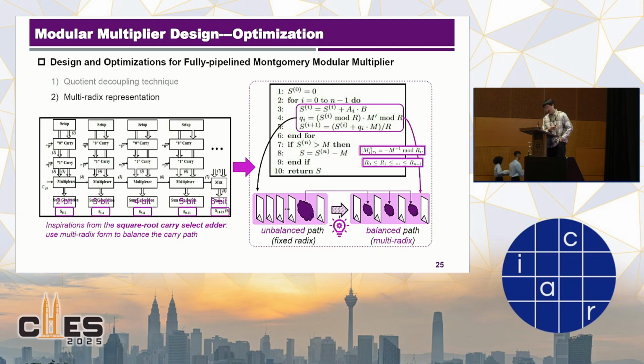The second technique is the multi-radix representation, which is inspired by the square root carry adder. It uses the multi-radix form to balance the carry path. So we can gradually increase the bit width of the blocked operands with the reduction stage, so that the accumulated pipeline registers can be fully used to pipeline the sub-multiplication, leading to a more balanced pipeline partition.